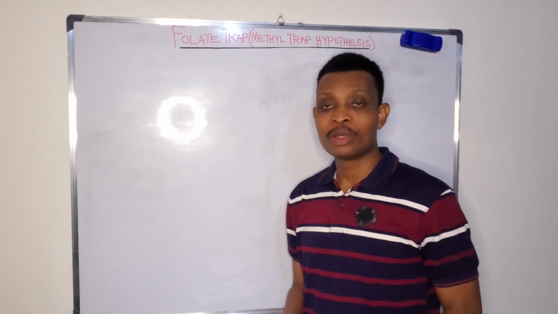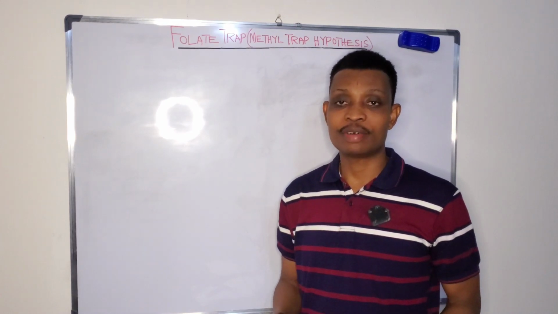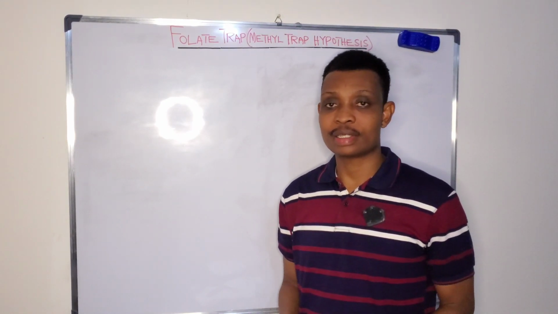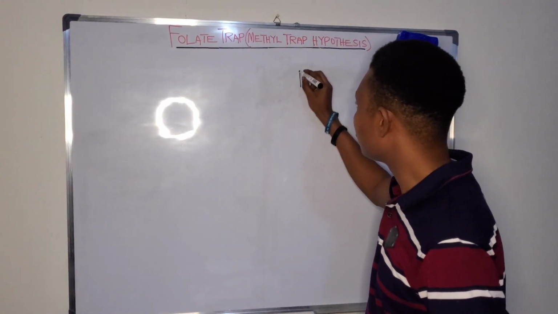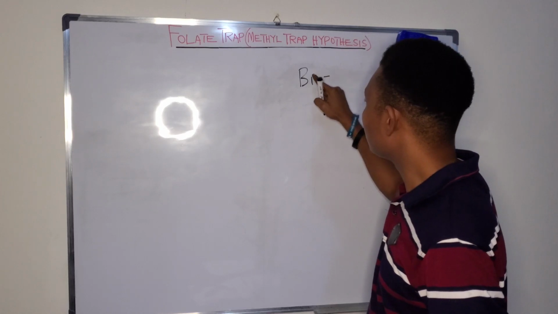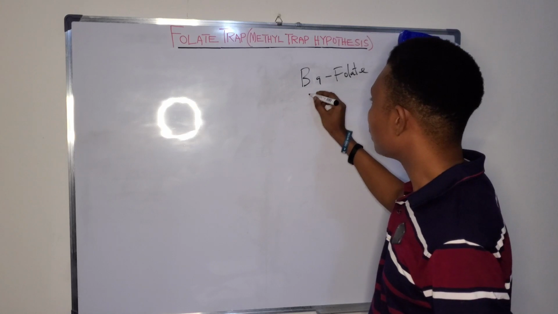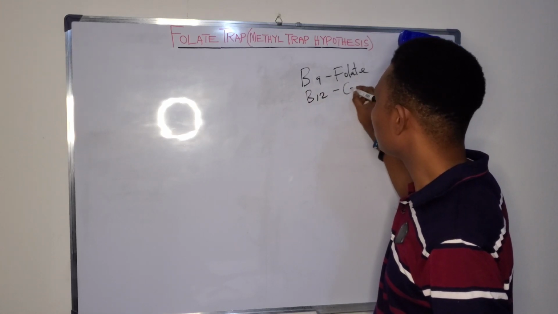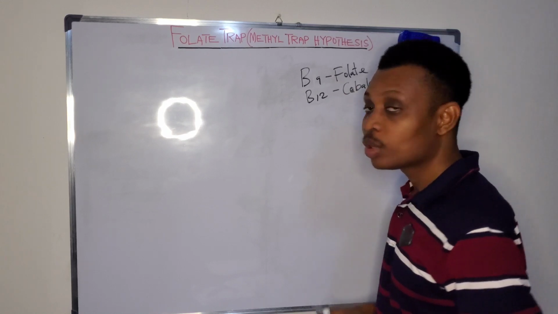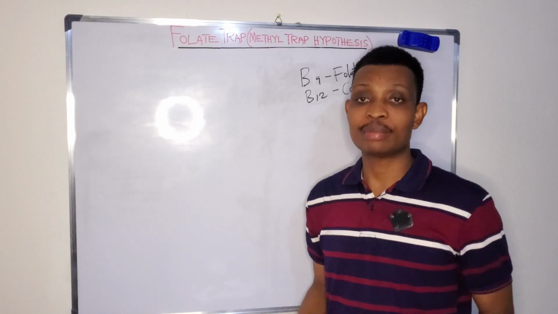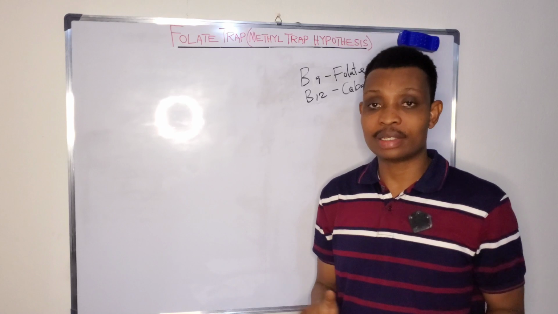Hello friends. So today we'll be talking about the folate trap, which can also be referred to as the methyl trap hypothesis. Now, vitamin B9, also called folic acid or folate, and vitamin B12, called cobalamin, are both water-soluble vitamins. And the physiological roles of these two vitamins are related.